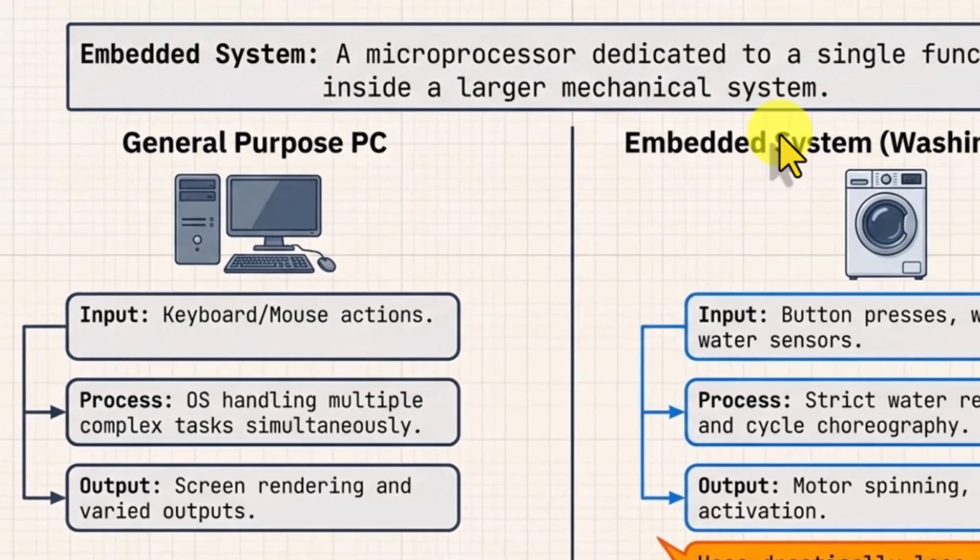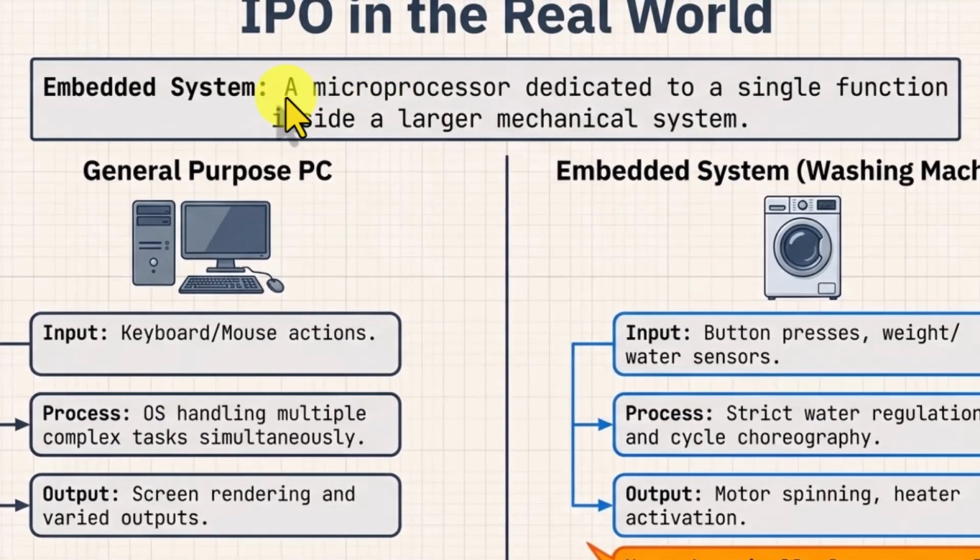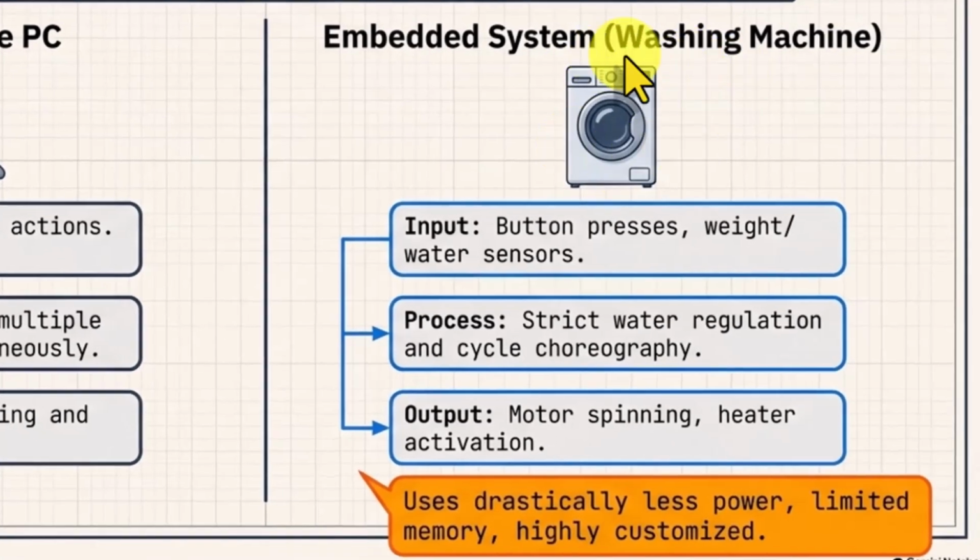Then the embedded system. Overall, what is an embedded system? A microprocessor dedicated to a single function inside a larger mechanical system. The example for that is a washing machine. The input for this is button presses, weight, and water sensors. Then the process is strict water regulation and cycle choreography. And the output is motor spinning and heater activation.